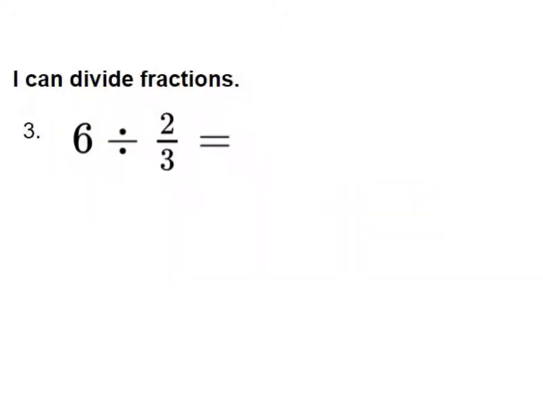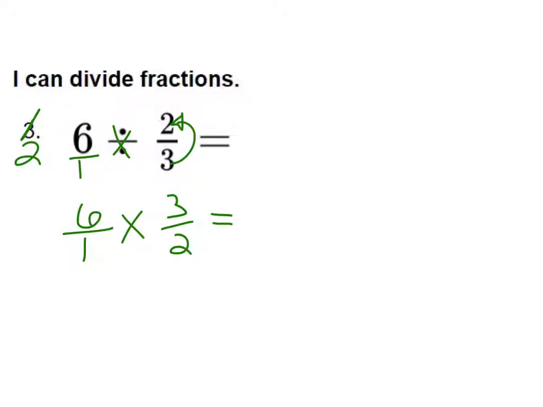For number 2, well, it's actually 3, but on your CMS it was 2. So we're going to go ahead and change that. So it says I can divide fractions. So when you're dividing fractions, all you have to do is make sure that you are doing a keep, change, flip. So we know that when we have a whole number, it's 6 over 1. So this becomes 6 over 1. I'm going to change the division to multiplication, and I'm going to flip the second fraction so it becomes 3 over 2. Once you do that, then all you have to do is multiply straight across.